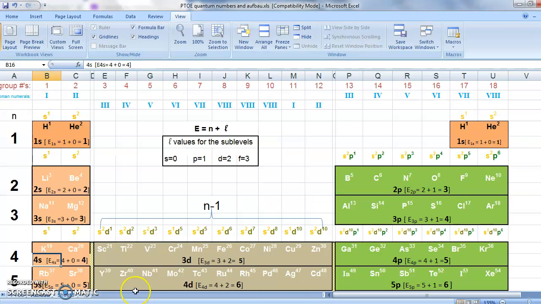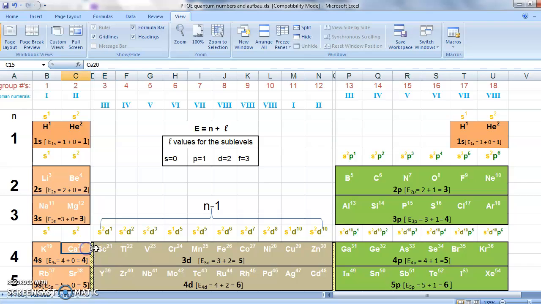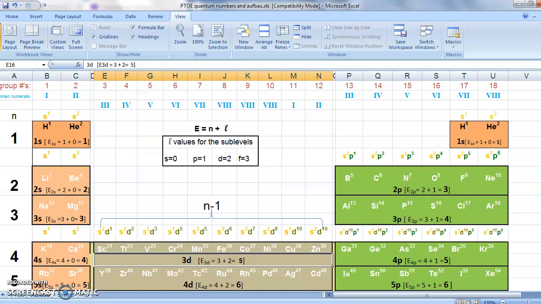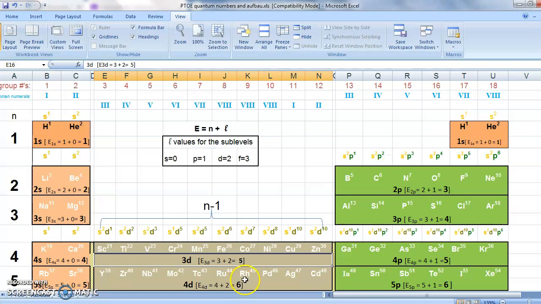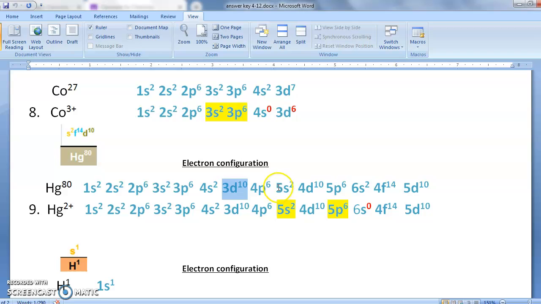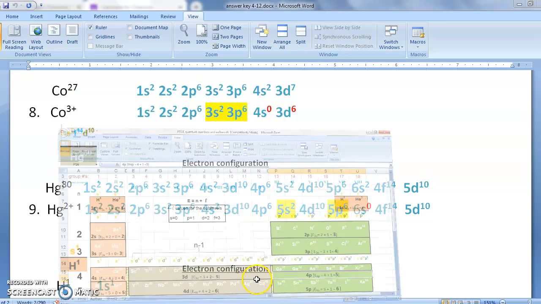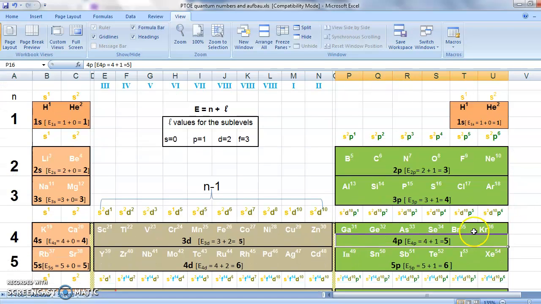As we've said several times, after the 4s, we go back and fill the 3d. After number 20 is 21. 21 through 30 are 10 elements in the 3d. That's 3d10. After number 30 comes 31 through 36. That's the 4p. There's 6 elements in the 4p, so I write 4p6. After number 36 comes 37.